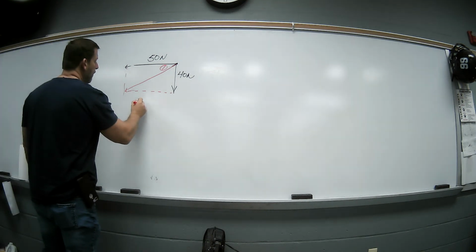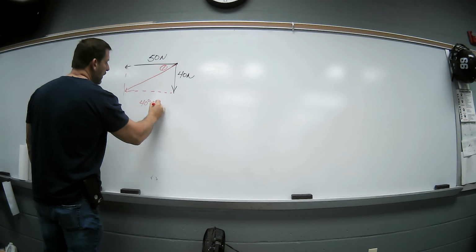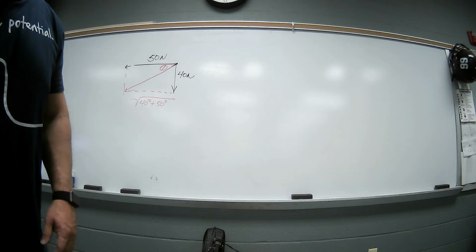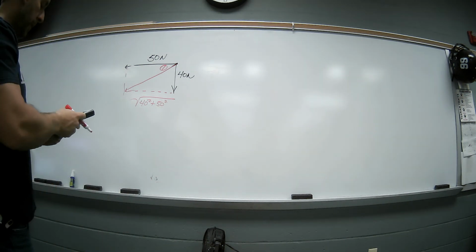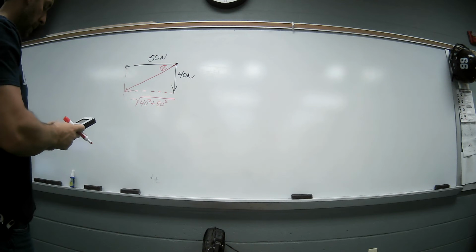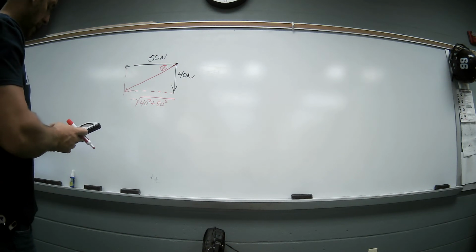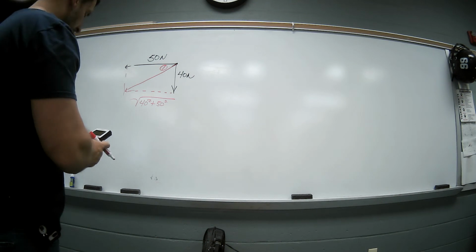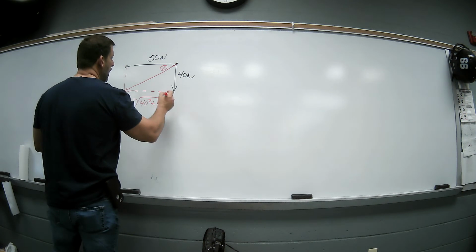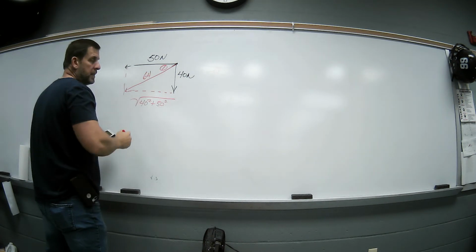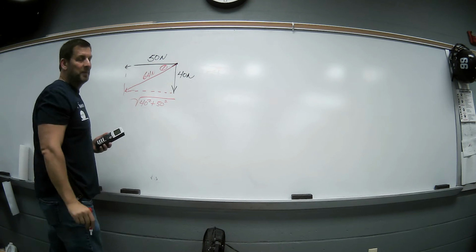So, 40 squared plus 50 squared. I add them, I root them, and I get 64. This is 64 newtons. I'm almost there, all right?